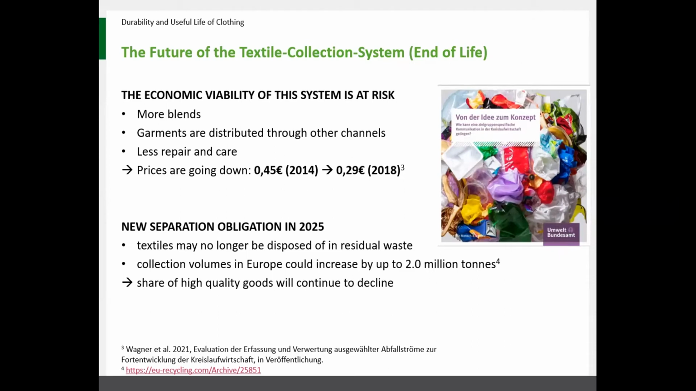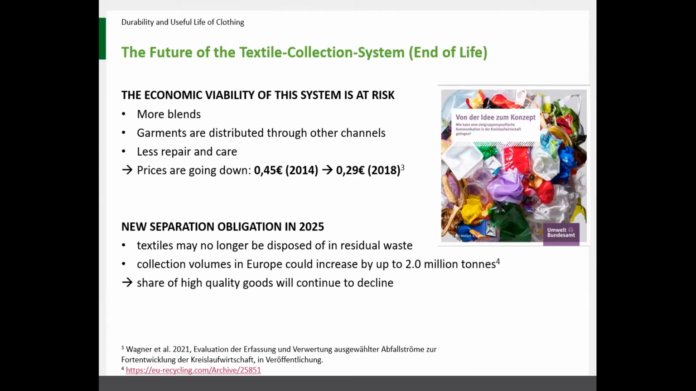And that's why we looked at this stage in our study as well. So yes, you could say it's easy: that is a clear indication that the quality of the clothing has declined. But the reasons for this price development are much more complex.